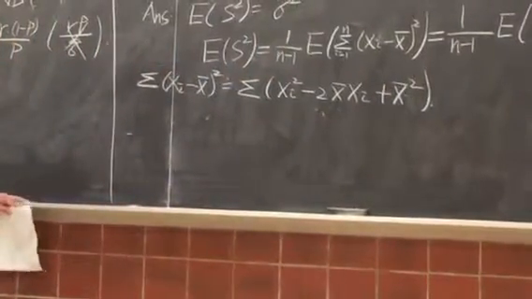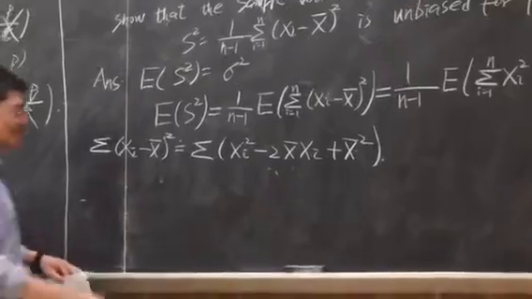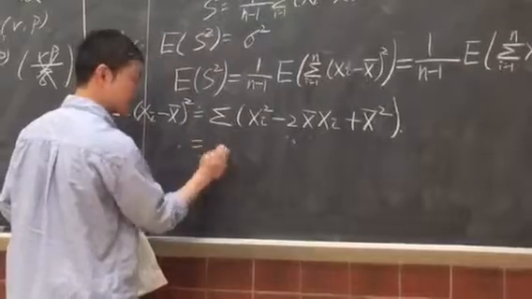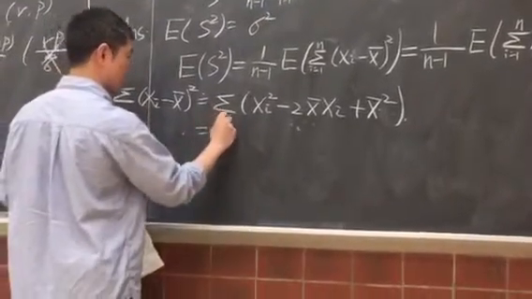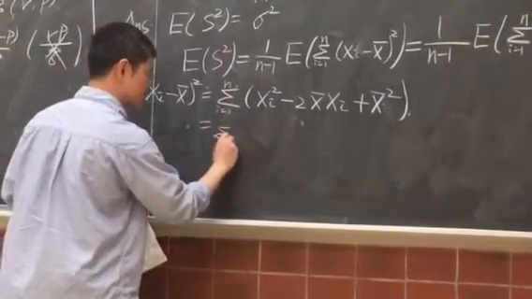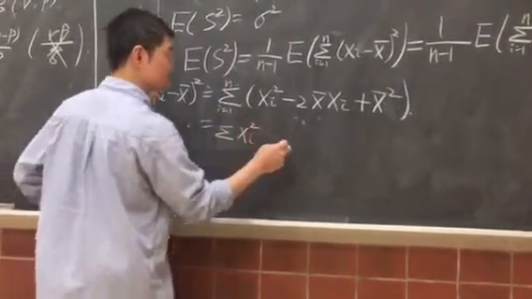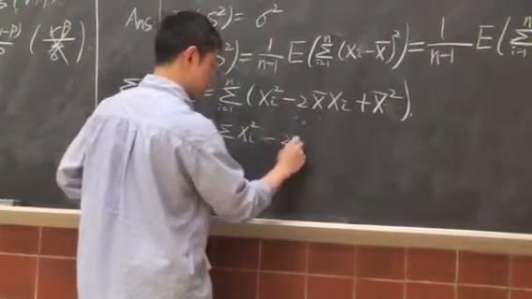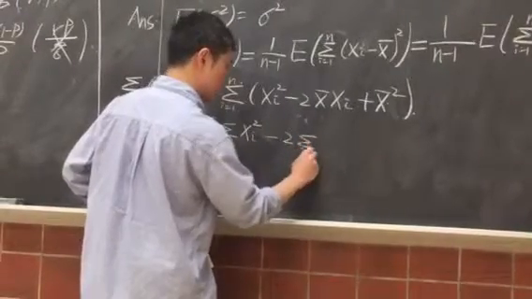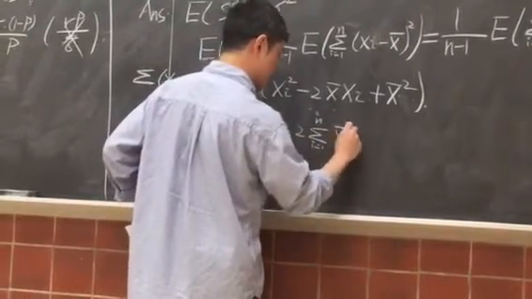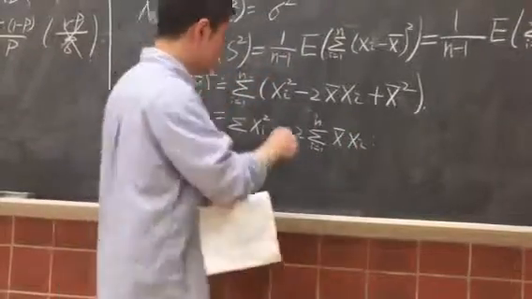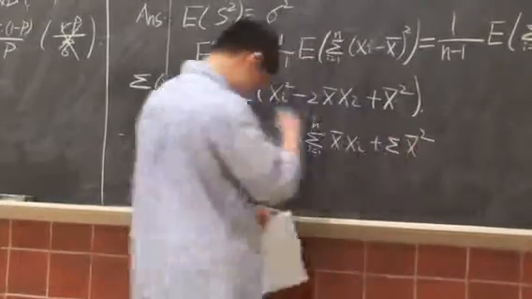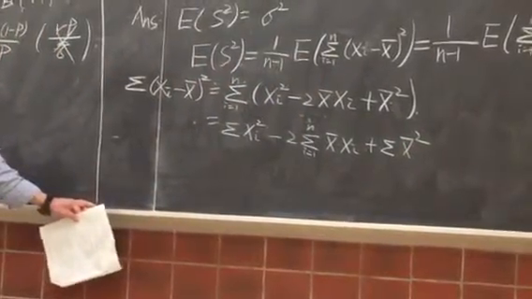Okay. Just expand it squared, and then I do the summation separately. This is summation of xi squared minus 2 times the summation x bar times xi plus summation of x bar squared. Okay.